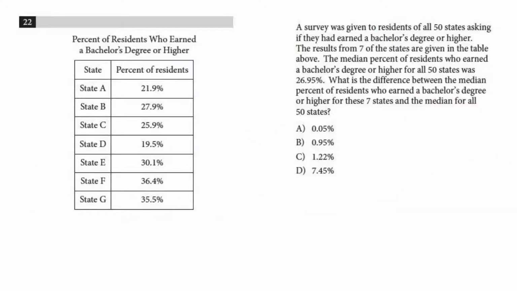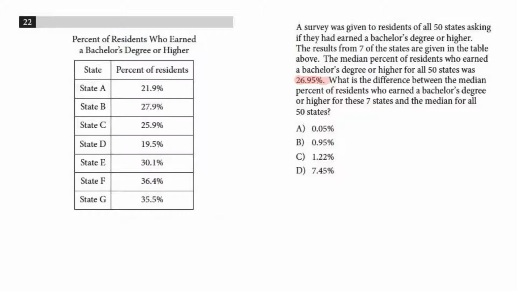22. Percent of residents who earned a bachelor's degree or higher. A survey was given to residents of all 50 states asking if they had earned a bachelor's degree or higher. The results from 7 of the states are given in the table. The median percent of residents who earned a bachelor's degree or higher for all 50 states was 26.95%. What is the difference between the median percent for the 7 states and the median for all 50 states?